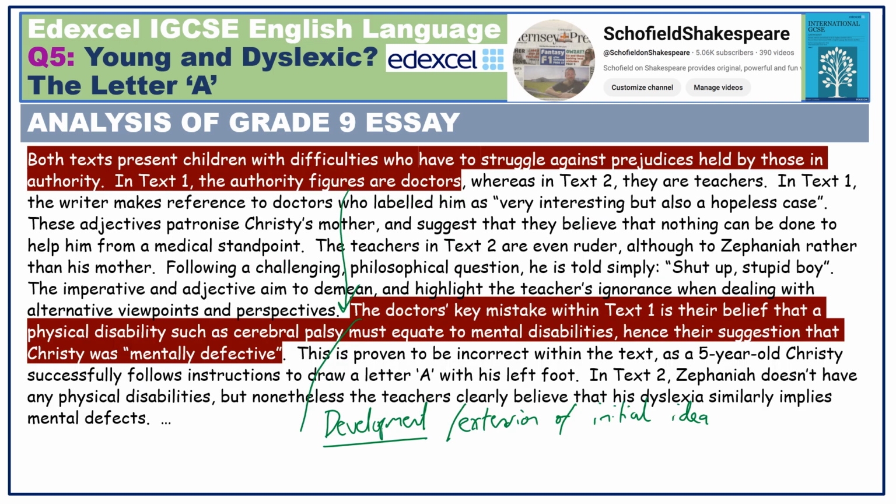Perhaps the most difficult part of this structure is the development of the initial idea mid-paragraph. Look at how it has been done here. "My initial similarity is that, in both texts, the children have to struggle against prejudice from those held in authority. Within text 1, these authority figures are doctors, and my first point is that they claim that nothing can be done to help him." However, I then develop this point in more detail, in the middle of the paragraph, by saying that these doctors have erroneously linked significant physical disabilities with mental impairment, something which is later proven to be wrong by Christie successfully controlling his left foot to draw the letter A.